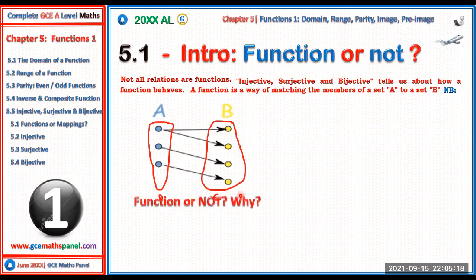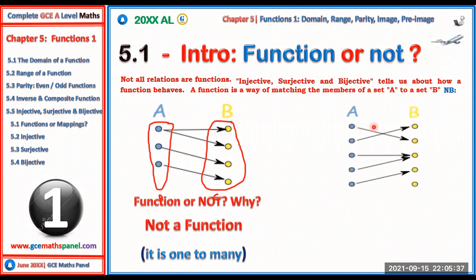So is this a function or not, and why? Welcome to those who are just joining. So this is not a function for the reason I have given, because one element in the domain is mapped onto two or more elements in the codomain. So it's not a function. It is a one-to-many relation.